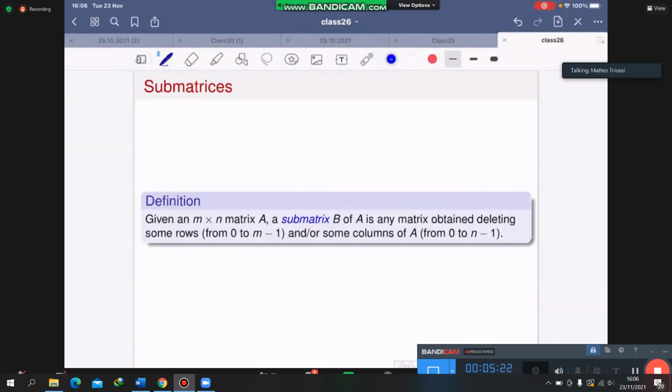We have to introduce some language. What is a submatrix? Given a matrix, a submatrix is any matrix obtained by deleting some rows and some columns. So we have some matrices of all orders, until getting to single numbers.